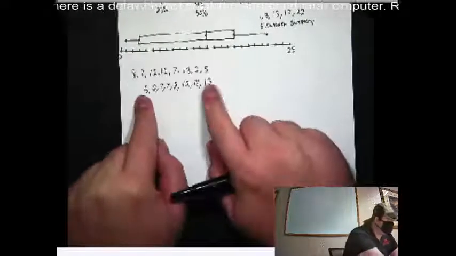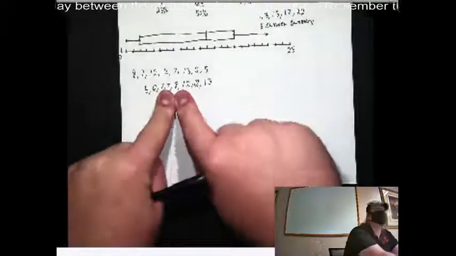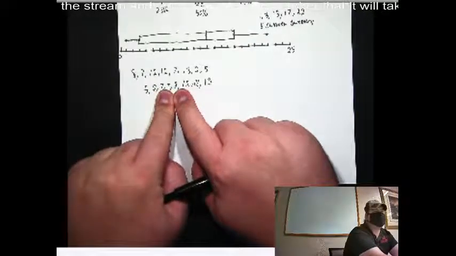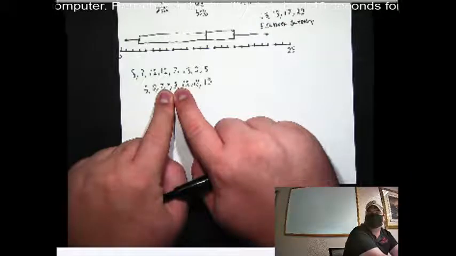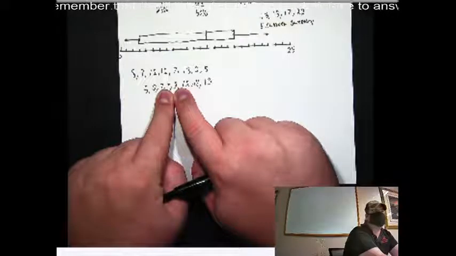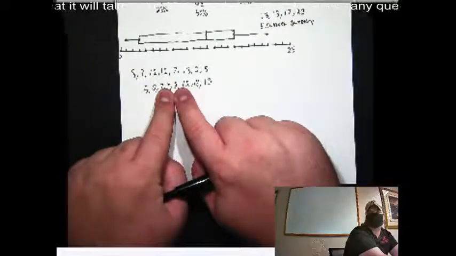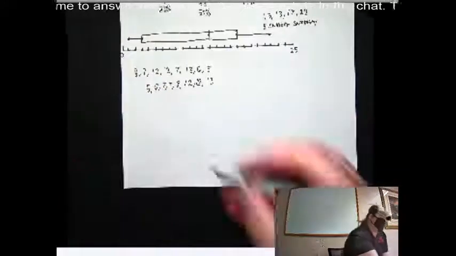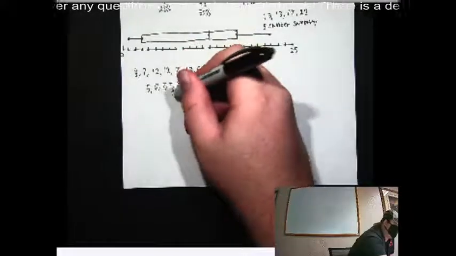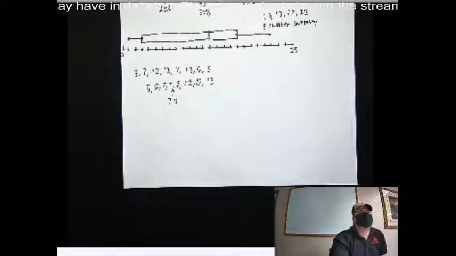Let's look. Count in, yeah, we have 2. So what is our actual median here? Well, think about it this way, 7 and 8. What's halfway between 7 and 8? 7.5. Yeah, 7.5. Okay, so there's our median.